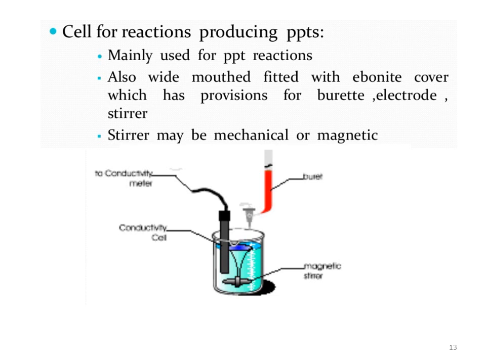and it is a conductivity cell, and the electrode in black color, in gray color the electrode is going towards the conductivity meter, and in red color we have a burette, and this burette is fitted with the ebonite cover. In this way, a beaker is used as a cell for a precipitation reaction, or conductivity cell.